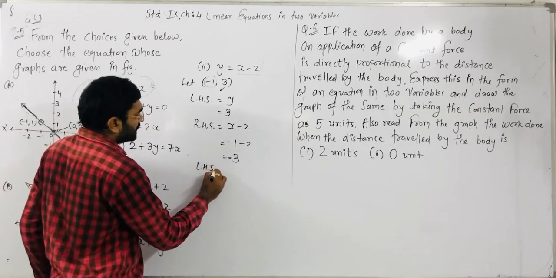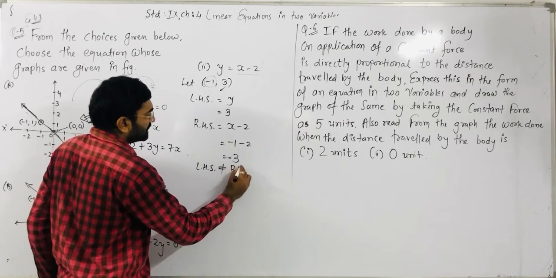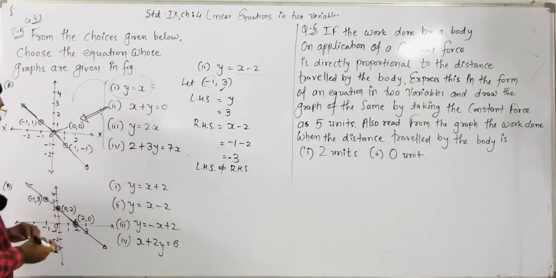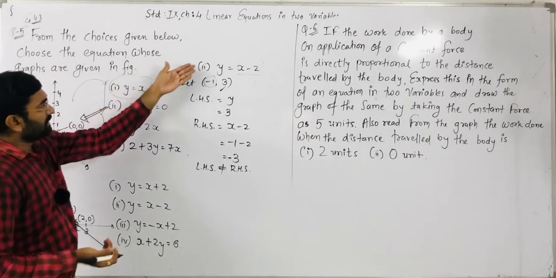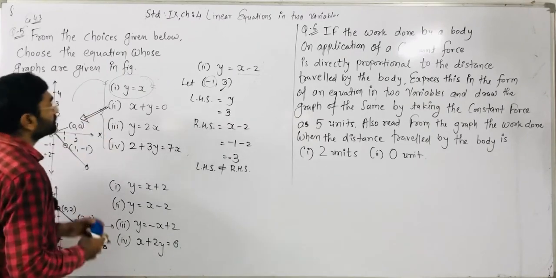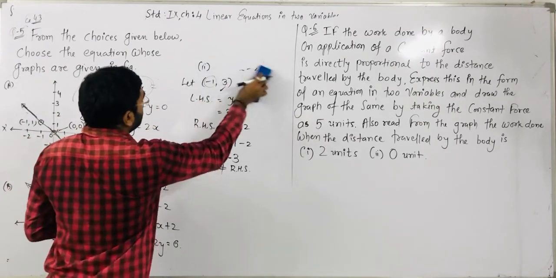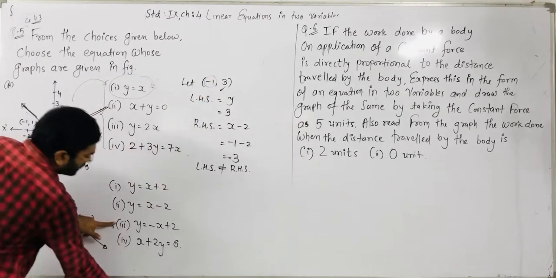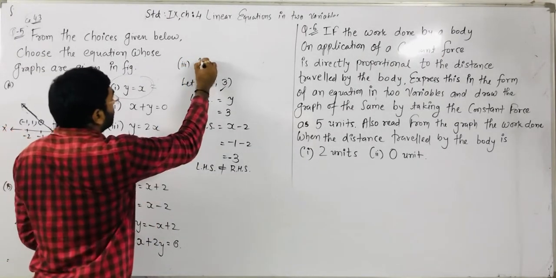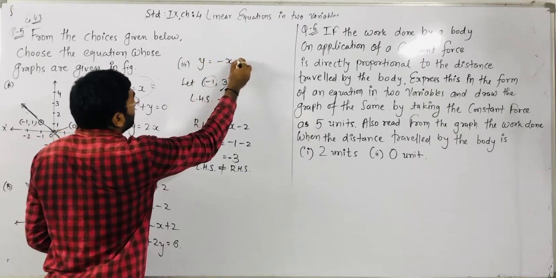So we can say here that the condition is not satisfied. The left hand side and right hand side are not equal, right? So this equation is not the graph of that line. Now we have to check the third equation, which is given as y is equal to minus x plus 2.